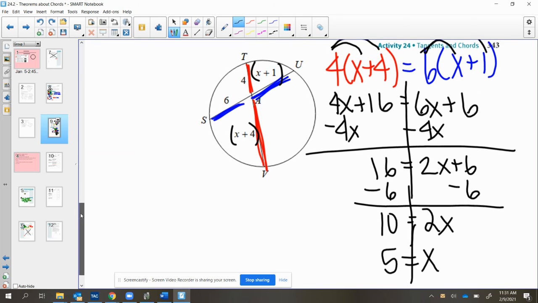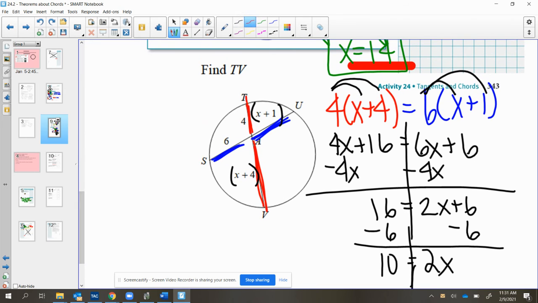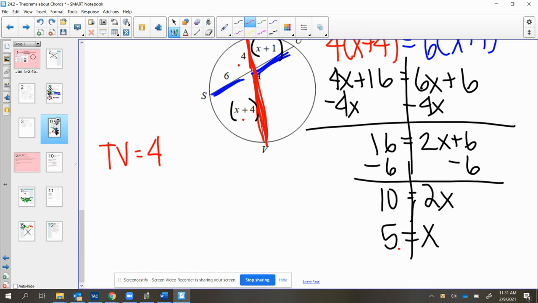Now, the question wants us to find the length, though, of TV, which is the red chord, right there. So part of that chord is 4. The other part is x, so 5 plus 4. So that's 9. So the total length is small piece plus small piece, which is 13. Okay.